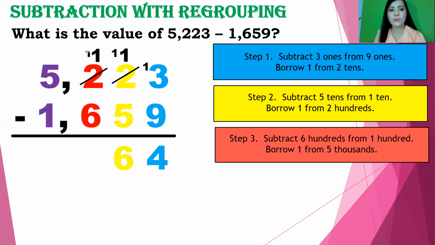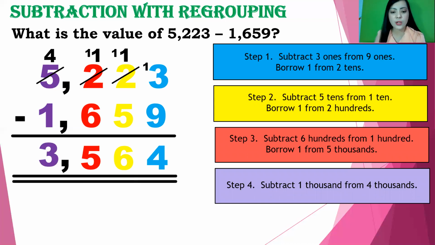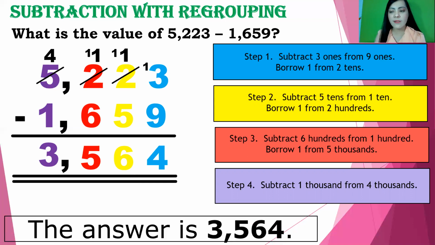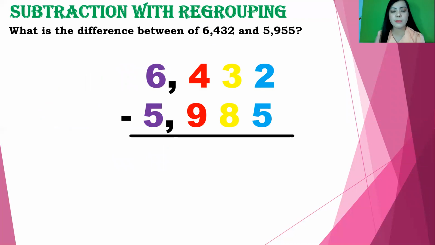So therefore, you need to borrow again from the 5,000s. So 1 becomes 11 and 5 becomes 4. So 11 minus 6 is equal to 5. And the last thing you will do, subtract 1,000 from 4,000. The 4 minus 1 is equal to 3. All right. So the answer is 3,564.